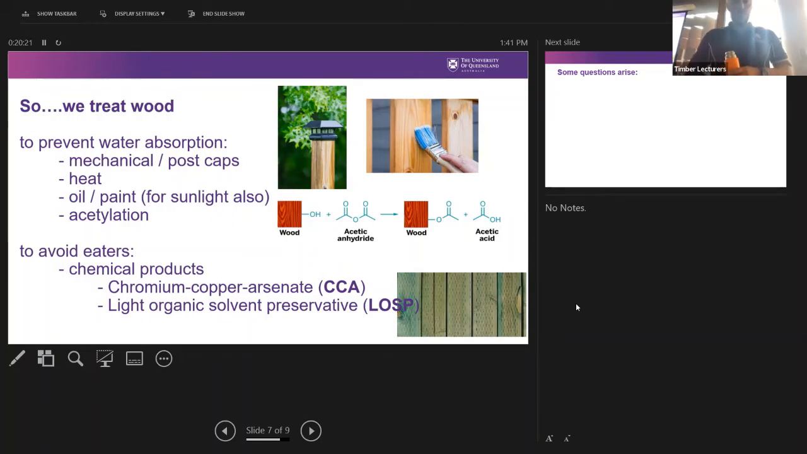The second part of treatments are to avoid the guys that eat the wood, and it's mainly done with chemical products, like for example CCA or LOSP. One of the main problems with CCA, you may have heard about that, is that chromium is not very nice for humans, so we try to avoid it. It's okay if it's going to be under the plasterboard or something like that, but it's started to be banned all around the world. One example is the playgrounds for kids. I think here they banned it and then they removed the ban. Are you aware of that?